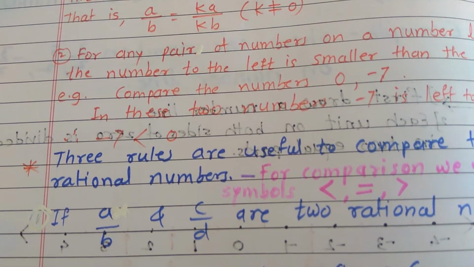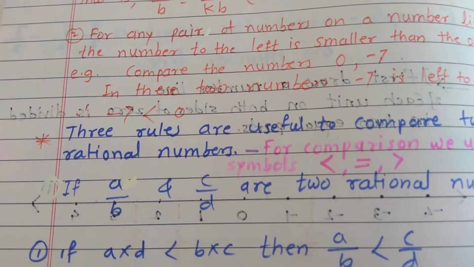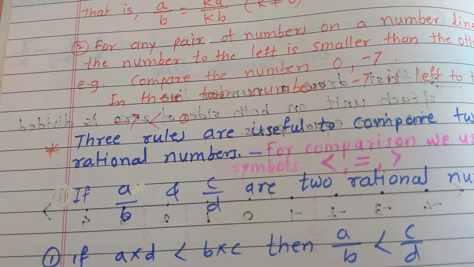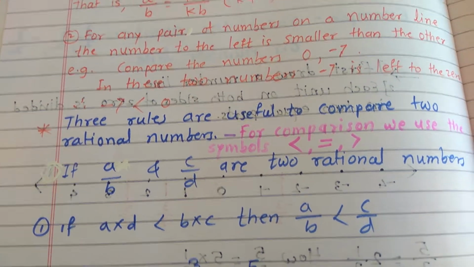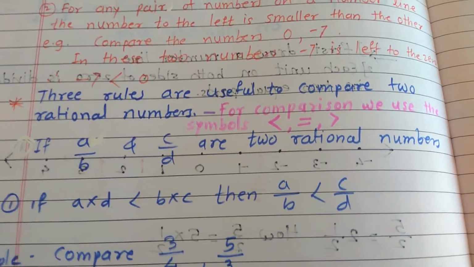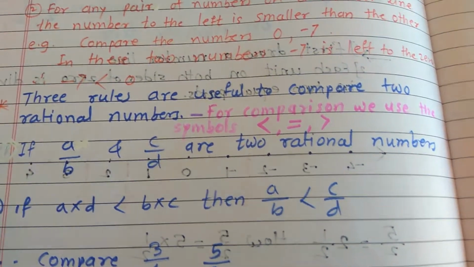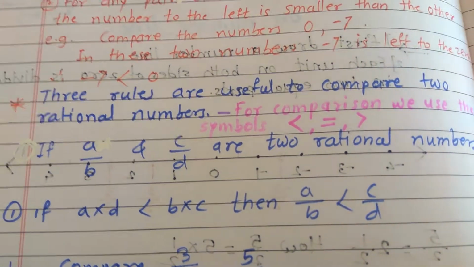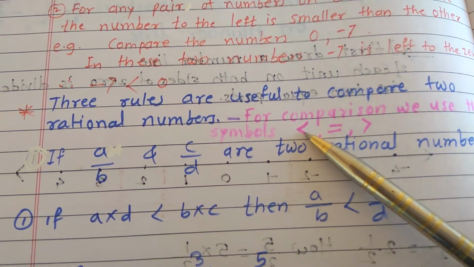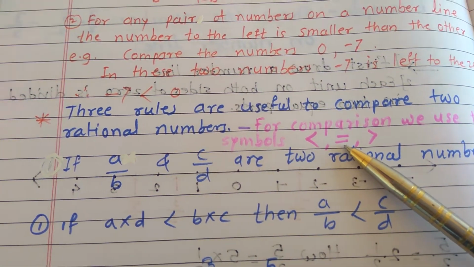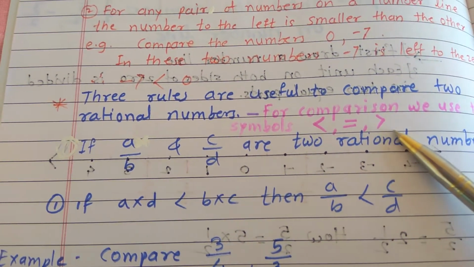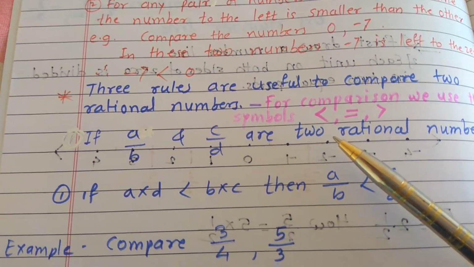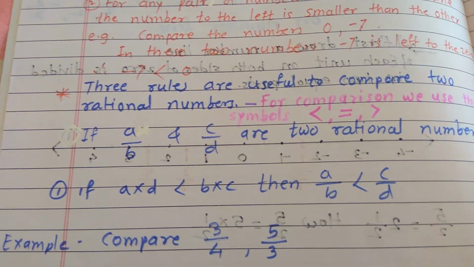When we compare any two rational numbers, we use three rules. That is, three rules are useful to compare two rational numbers. Now for comparison, we use the symbols. This symbol is less than, this is equal to, and this is for greater than. We use these three symbols when we compare any two rational numbers.